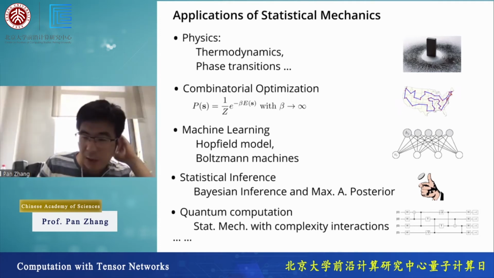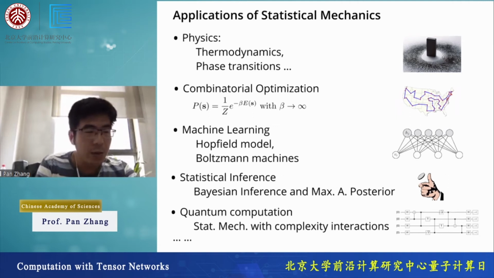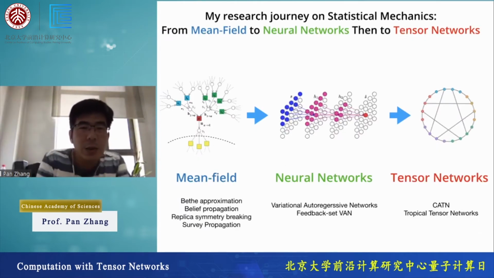So consider a quantum circuit. If we want to estimate some amplitudes of the chosen basis vectors of the final states in the computational basis, then this problem is basically a statistical mechanics problem with complex interactions. I will talk about this later. So here I represent my research journey on these statistical mechanics problems.